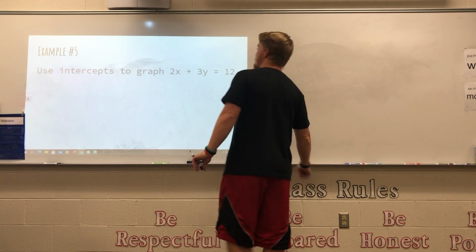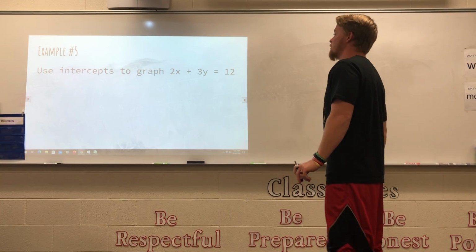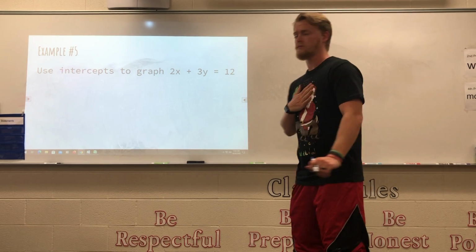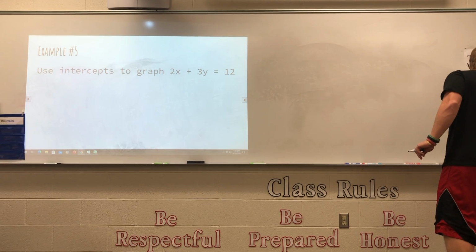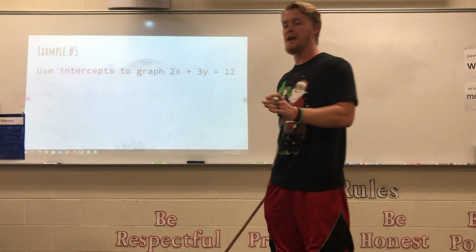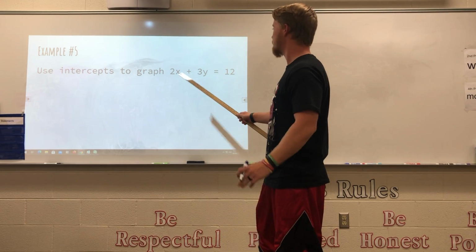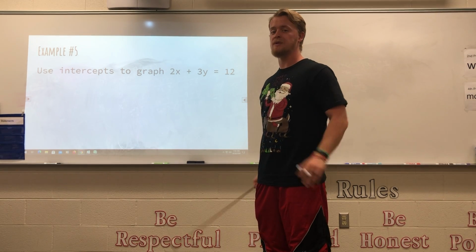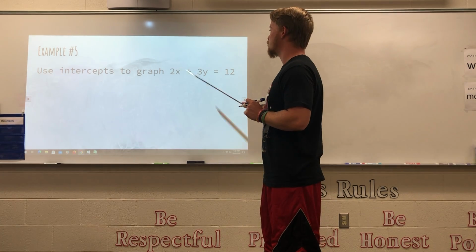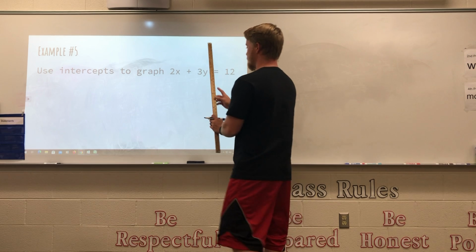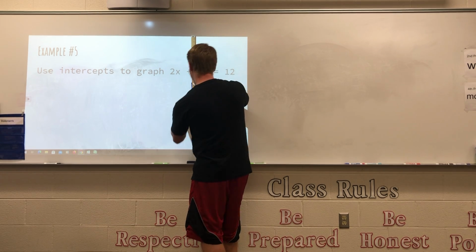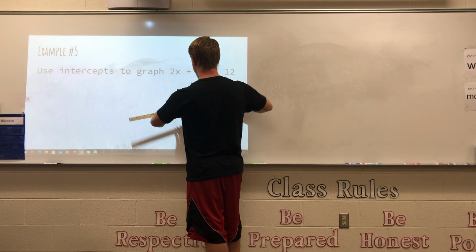All right, and the last couple things we talked about in chapter 3 is graphing. So this one says use intercepts to graph 2x plus 3y equals 12. So remember, this is standard form. Standard form is ax plus by equals c. That's what form this is in. And that's when you can use the intercepts. You find your y and you find your x intercepts to graph this equation. So this is something students tend to forget. So make sure this is something you remember.